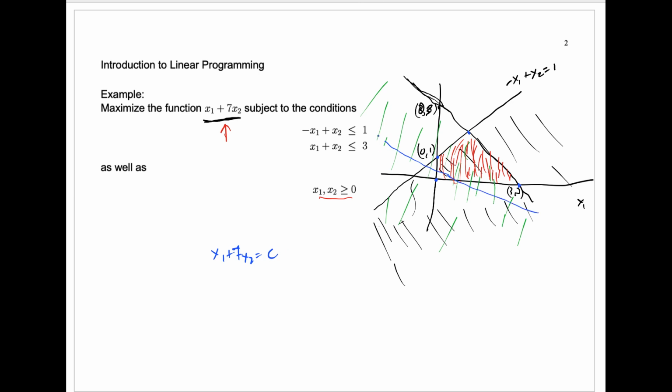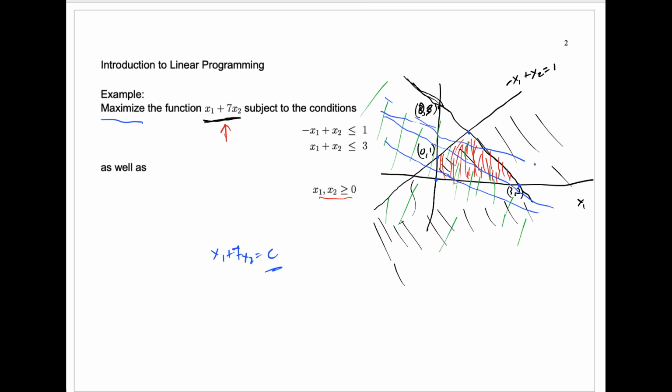And if I increase c, that just moves the line further out. And we want to know the maximum value for this function. In other words, the maximum value of c we can get from some point in the active region. Well, we'll just keep going.